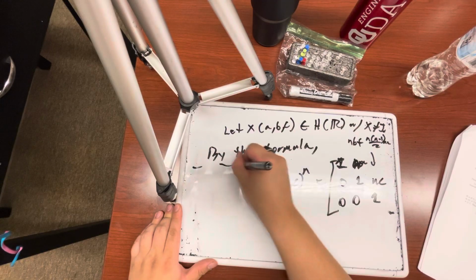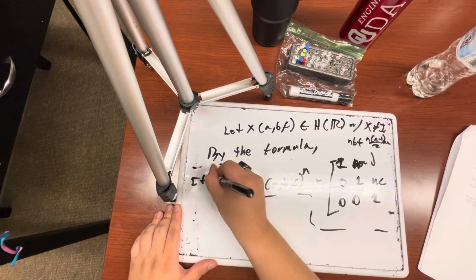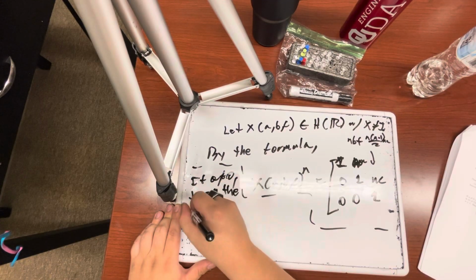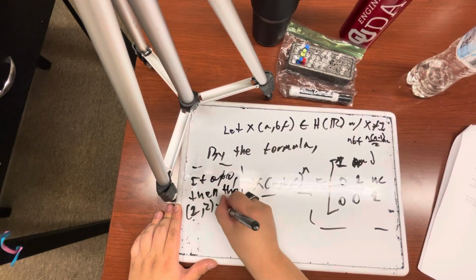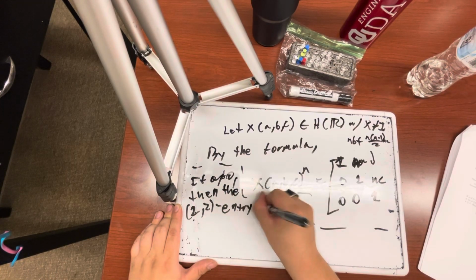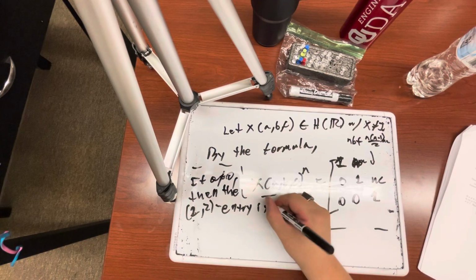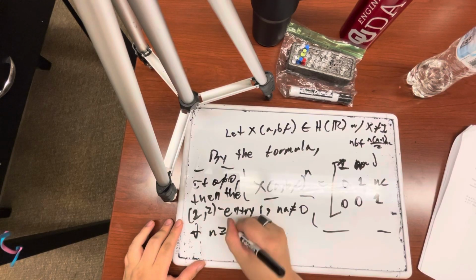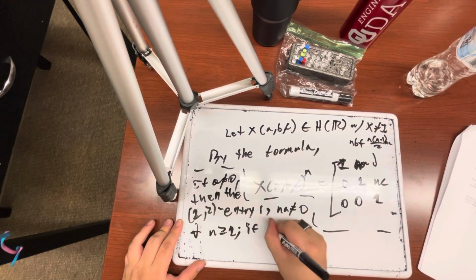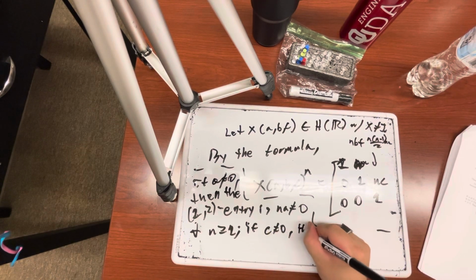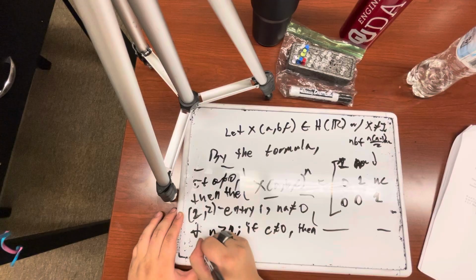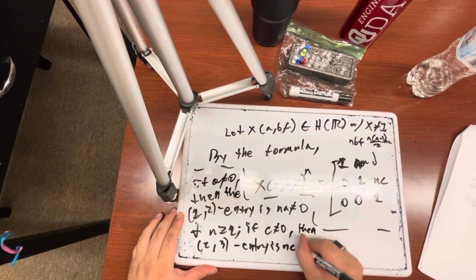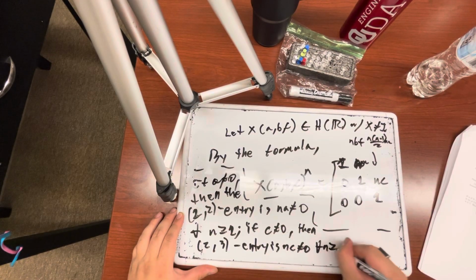So, if a is not equal to 0, then the first row, second column entry, na, is not equal to 0 for all n greater than or equal to 1. Now, if c is not equal to 0, then the second row, third column entry is nc, not equal to 0 for all n greater than or equal to 1.